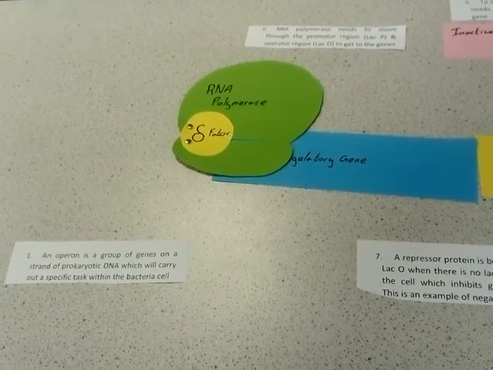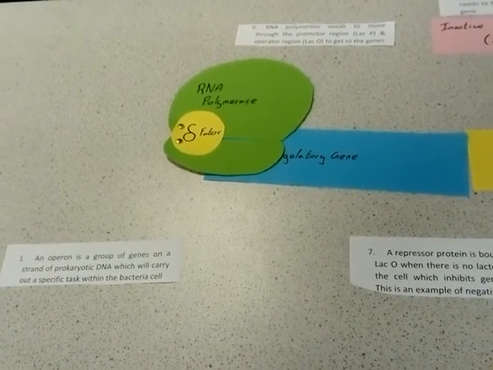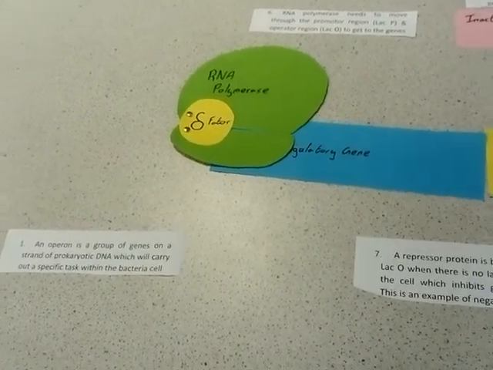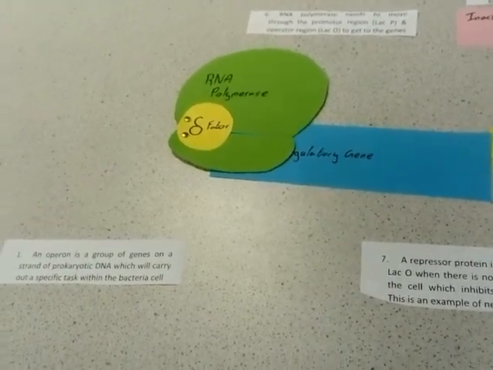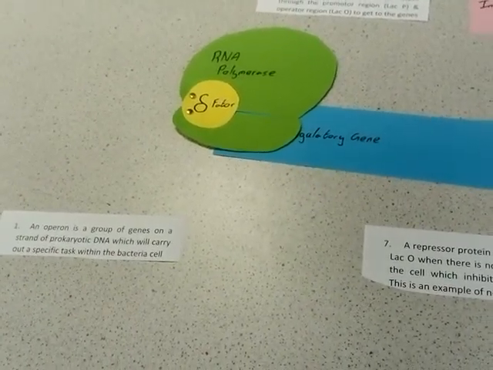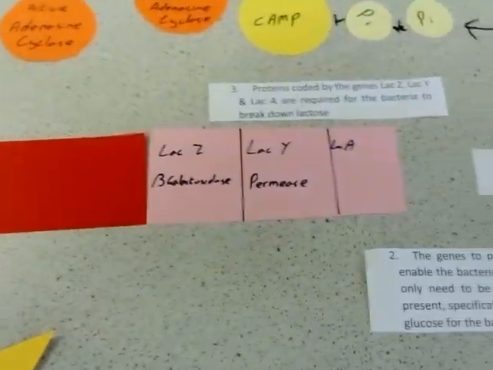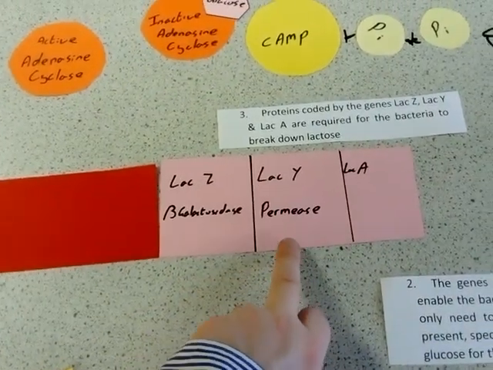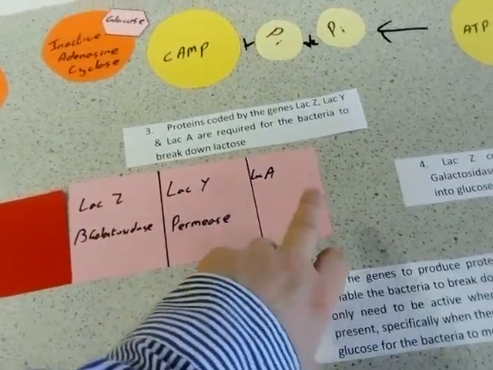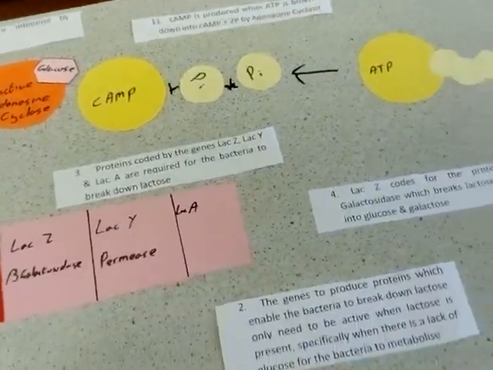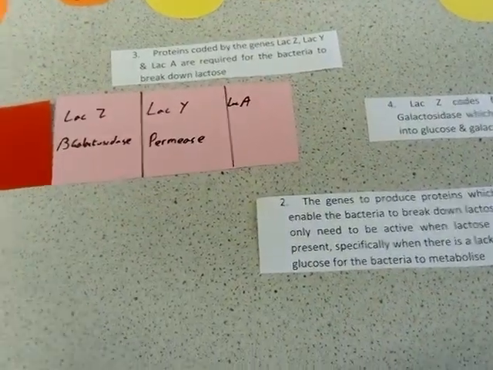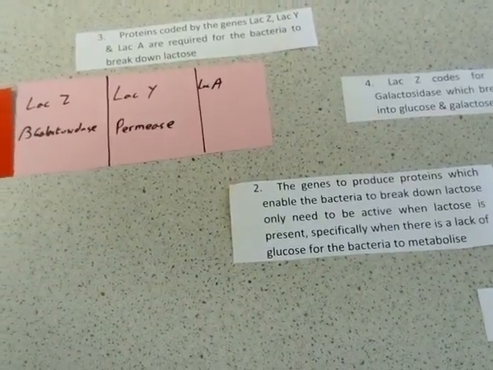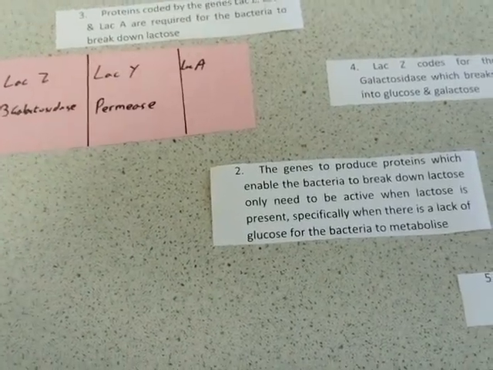So an operon is a group of genes in prokaryotic bacteria that code for a series of proteins that carry out a particular task. The Lac operon in particular codes for 3 different enzymes. So Lac Z codes for beta-galactosidase, Lac Y for lactose permease, and Lac A, we don't need to know about Lac A. The proteins are only produced when lactose is present, because there'd be no point in producing them if there's no lactose present.